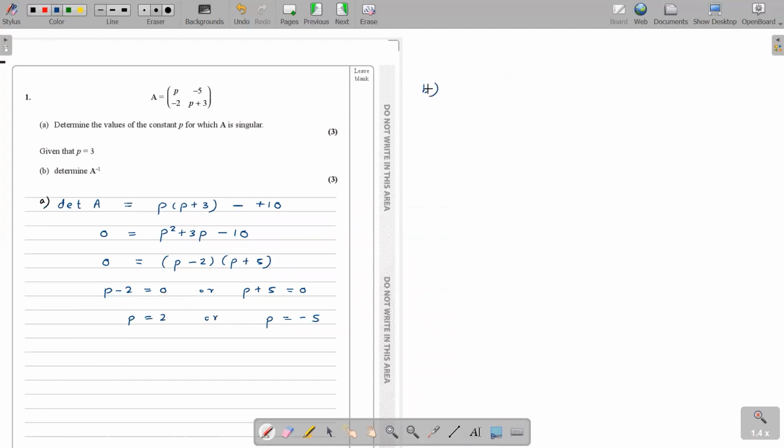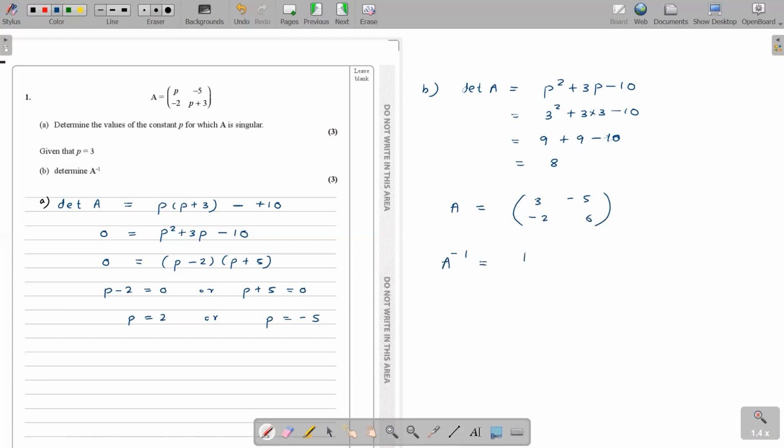So when P equals 3, let's get the determinant of A first. Determinant A is equal to P squared plus 3P minus 10, right? Input the P value as 3 squared plus 3 into 3 minus 10. Can I know the answer? 9 plus 9 minus 10. So 18 minus 10 is 8. Determinant of A is 8. And then you also need to get the matrix A. Matrix A is P, which is 3, minus 2, minus 5, and P plus 3 is 3 plus 3, which is 6. Okay, so time to get A inverse.